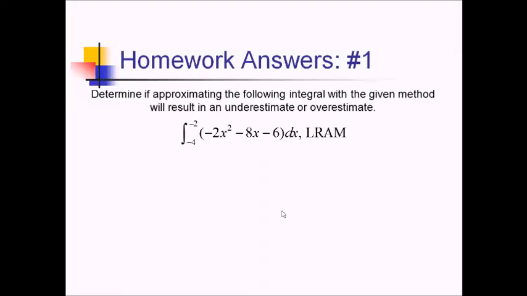For number 1, we want to know if approximating this with LRAM is going to under or overestimate the integral. So we need to figure out if this is increasing or decreasing first off. So let's get our first derivative. That would be negative 4x minus 8. And we need to figure out if this is increasing or decreasing across the entire interval.